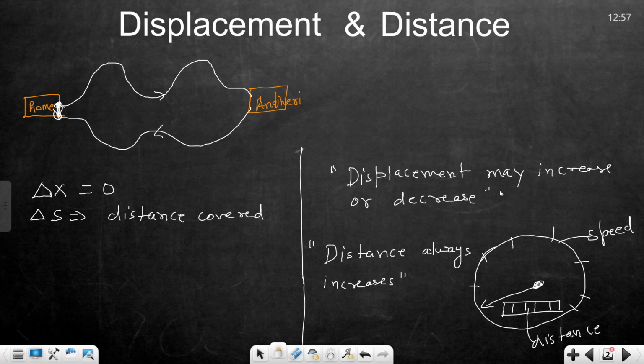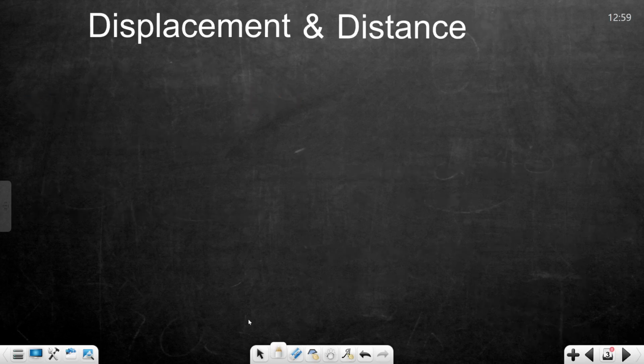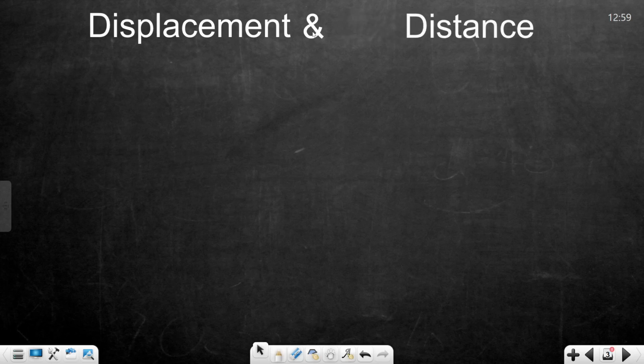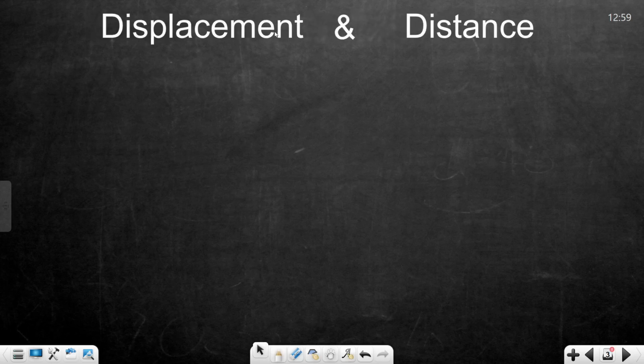Displacement only depends on initial and final position. Clear? Yes sir. Okay, note this down. So just tell me, what are the properties of distance and displacement.